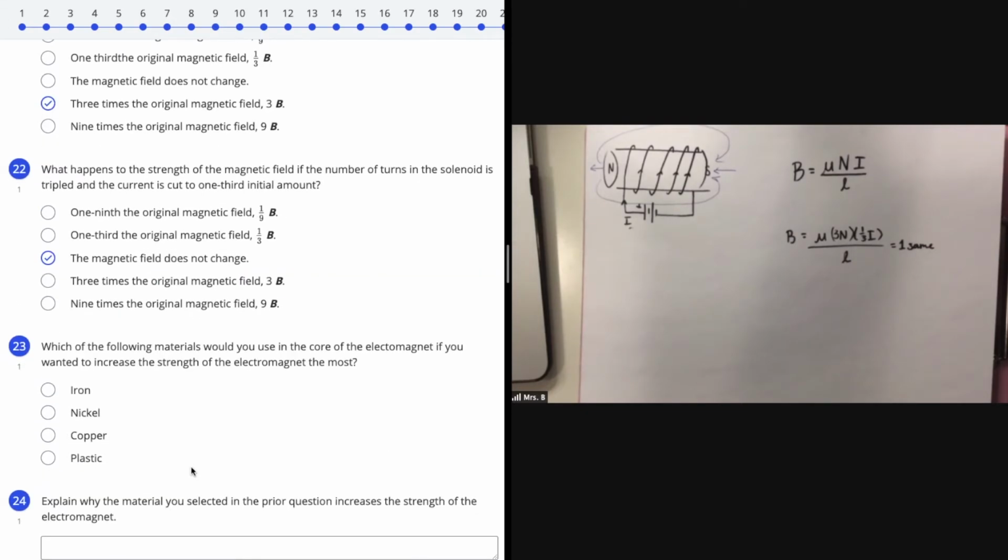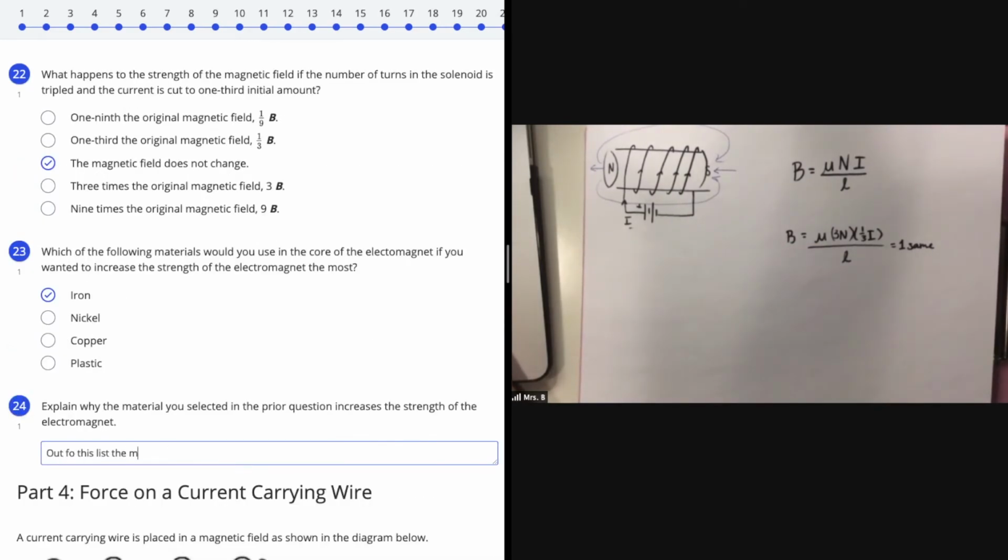So if I wanted to make a better core, I would want to use iron, because iron has the largest magnetic permeability. There might be materials with more magnetic permeability than iron, but the one with the most permeability makes the most field. So out of this list, the one with the most magnetic permeability was iron. That's why we selected it for the core.